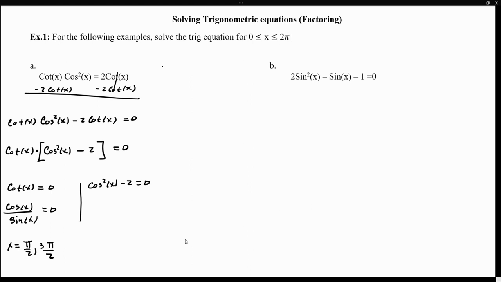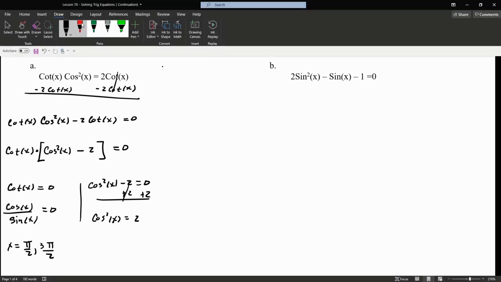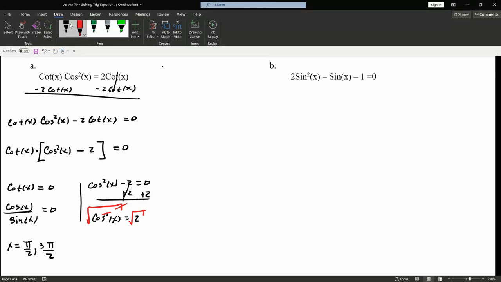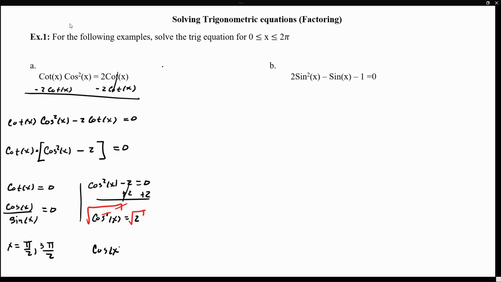And if I take a look at the right-hand side, same idea. Let me isolate the function. So let me add a 2. Now I have cosine squared is equal to 2. I want to isolate the cosine, so I need to take a square root. So now I have that cosine of x is equal to plus or minus square root of 2.